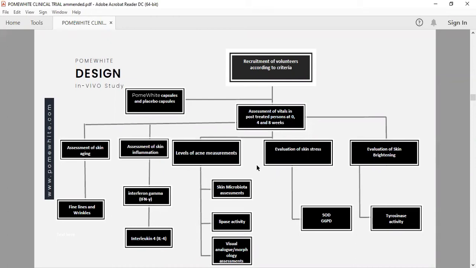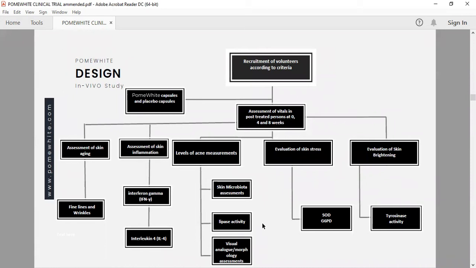Then the very important activity related to acne is lipase activity, because in almost all acne problems, people with oily skin are prone to acne. This could be one reason for the acne, that their lipase content is high, the lipase activity is high.